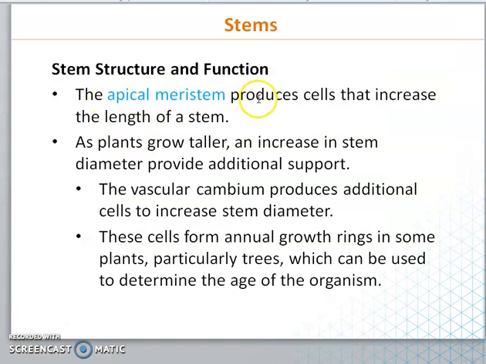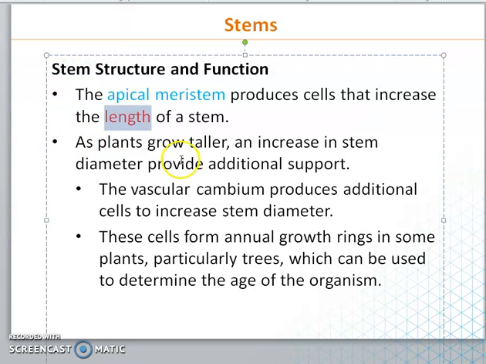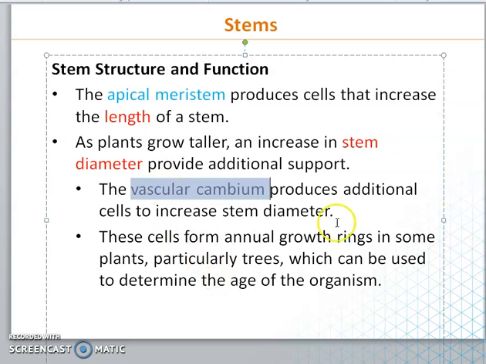So the apical meristem produces cells that increase the length, or as I told you, let's use our words, the height of the plant. As the plant grows taller, an increase in stem diameter, see, the stem diameter is also very important, provides additional support. The growth in the diameter is guaranteed by the presence of the tissue or the group of cells which are called vascular cambium. Let's remember, what does it mean, vascular cambium?